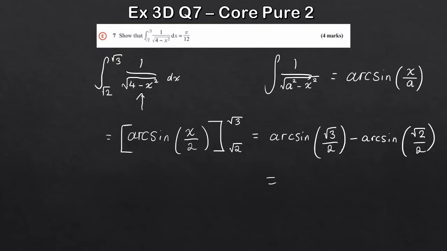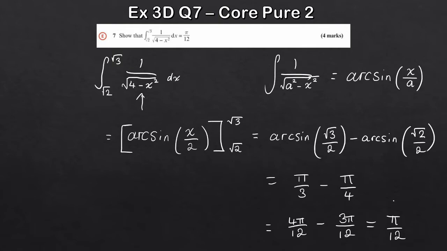So arc sine root 3 over 2. Well, you can just put this in on your calculator, right? This would just give you pi over 3. Or if you know it off the top of your head, that's pi over 3. Arc sine root 2 over 2, so that'll give you minus pi over 4. Now, all we've got to do is just simplify this. So this would be the same as 4 pi upon 12 minus 3 pi over 12. And if you simplify this, that's just going to give me pi over 12, which is exactly as they've asked for. And it gets us all 4 marks there.